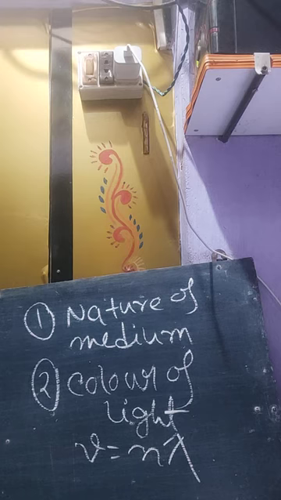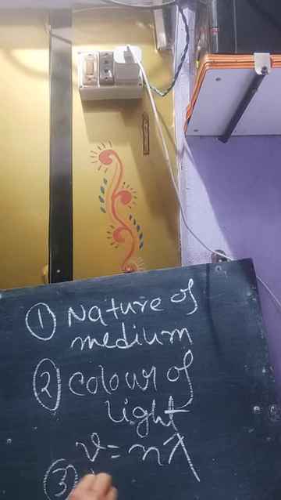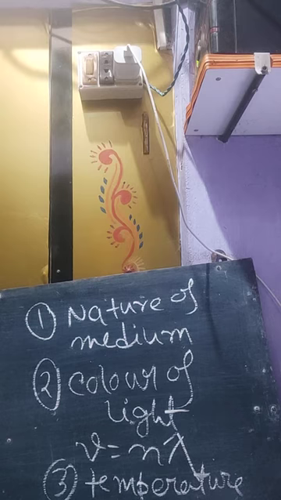Next is the temperature. If the density of a medium decreases with increase in temperature, then speed also increases with the increase in temperature, and consequently the refractive index will decrease, right? So the third factor on which the refractive index of a medium depends is the temperature.